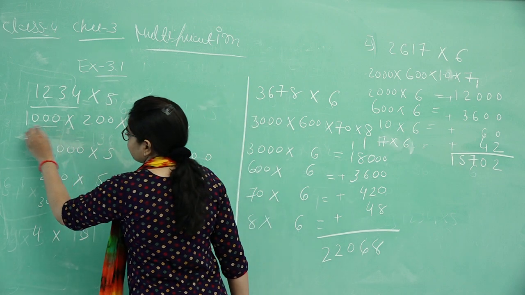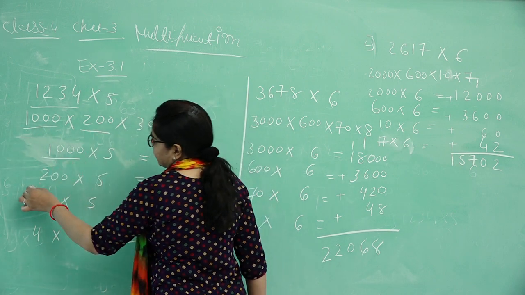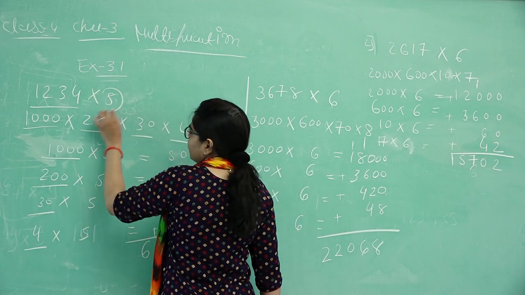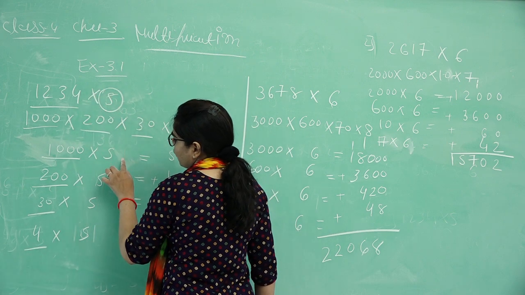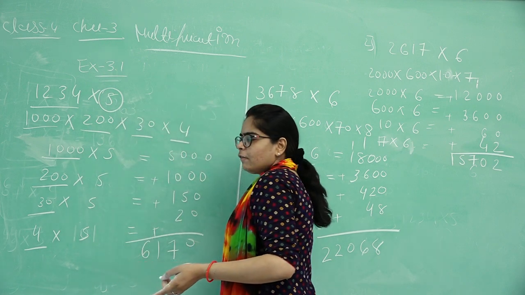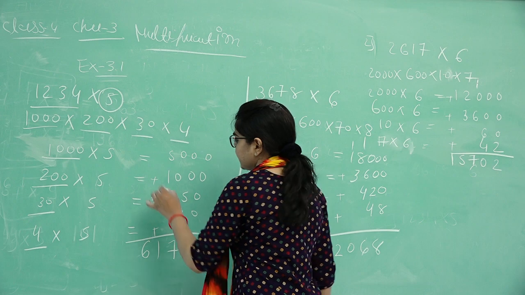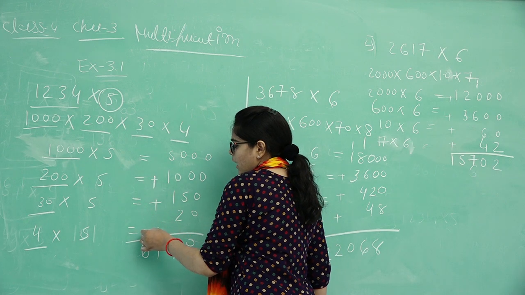Okay. Then after that, first of all write down 1000, then write down 200, then write down 30, then write down 4. And which number do we multiply with? 5. Then multiply all the digits with 5, and after all the multiplications come out, then you do addition.